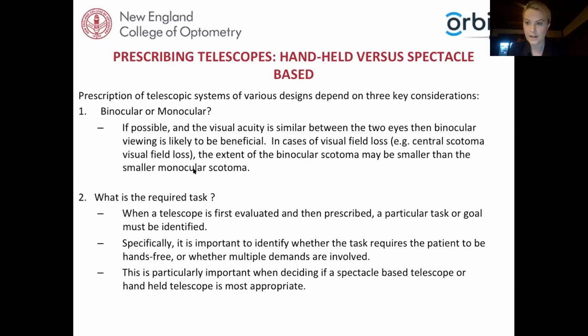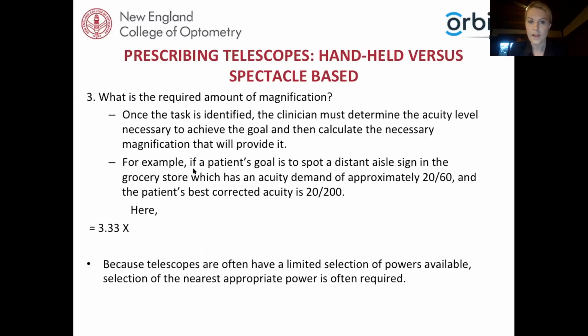Is it a task that requires hands-free? Is it a task that does require use of the hands, that we really need a spectacle-based system? So what is the task that the patient is trying to do? And then the third thing is, once we've identified what it is the patient is trying to do, the question is, how much magnification do you need to get there?